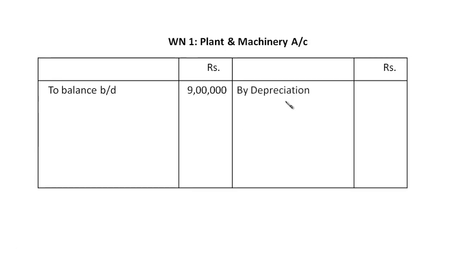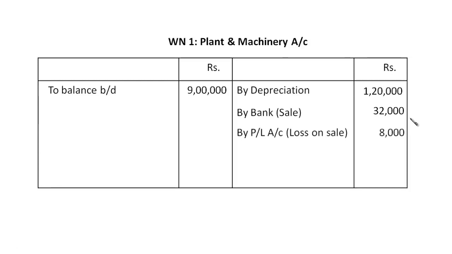We know what is the depreciation provided on plant and machinery. It's available in the question, which is 1,20,000. So 9 lakh was the opening balance. If I provide depreciation of 1,20,000, my balance should have been ideally say 7,80,000. But I also understand from the question there is a sale of asset. How much? It is sold for 32,000. But we also had the information that the written down value of the plant and machinery which is sold is 40,000. The 40,000 worth of asset is sold for 32,000. So there is a loss on sale of asset to the extent of 8,000.